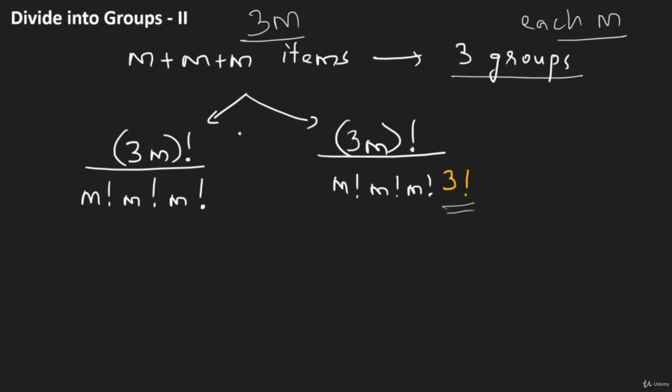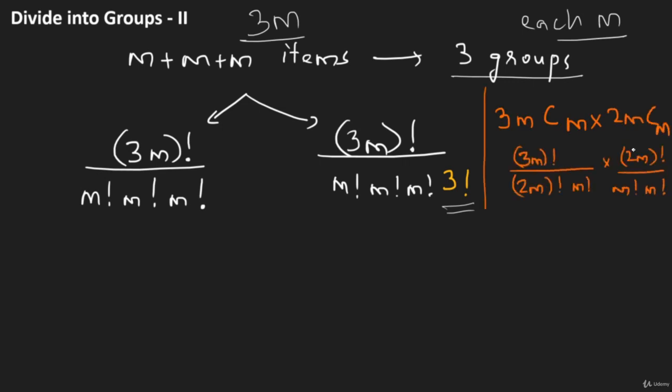Now how did we get this over here? Let's take a quick side note. That would be the number of ways in which you select M items from 3M items. That's 3MCM, and then you are left with only 2M items, right? Now again, out of the 2M items, you need to select M items. So 3MCM into 2MCM will give you 3M factorial by M factorial into M factorial into M factorial, right?